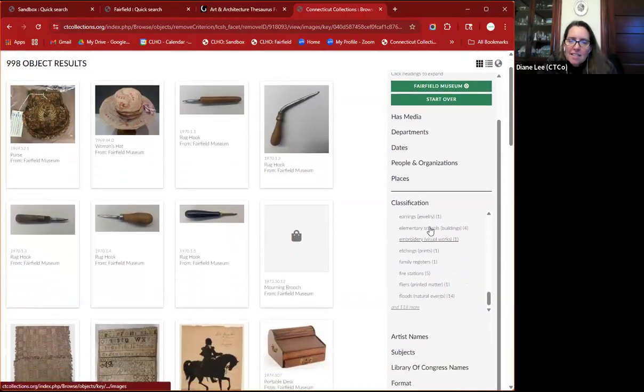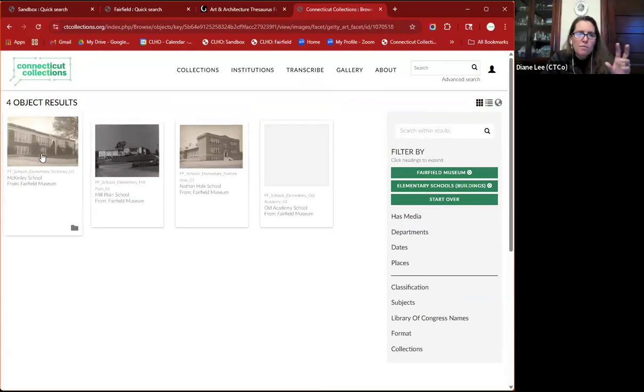Elementary school buildings, I wouldn't really put that in a classification because I don't have an elementary school building that can go under Library of Congress. Those are probably, oh, let me look at them. That's going to be probably photographs. Yeah, so I wouldn't put under classification that this is a library school building. This is a photograph. We don't have a library school building in our collection. So stuff like that you need to look out for.